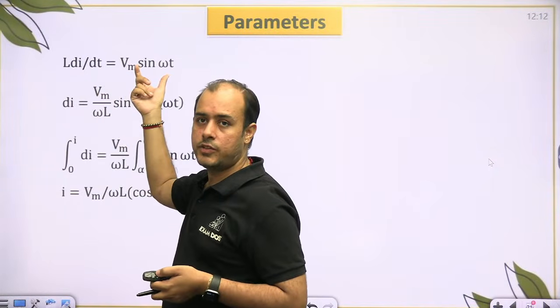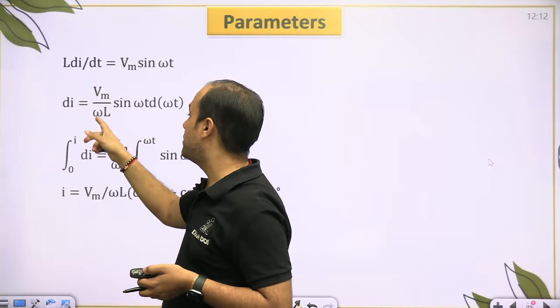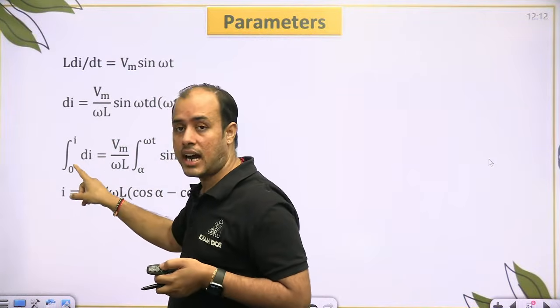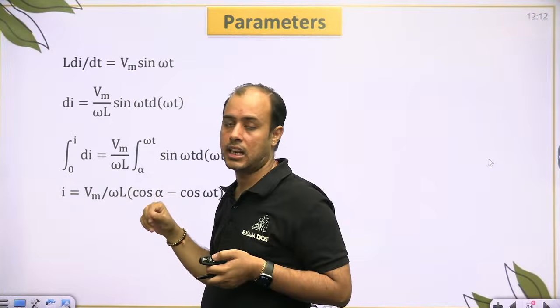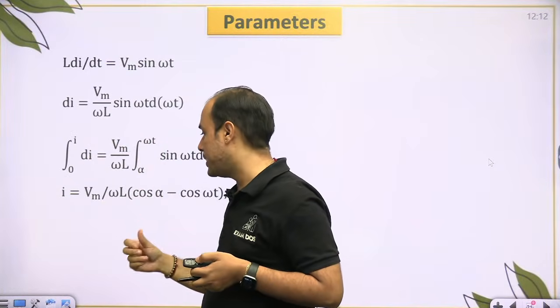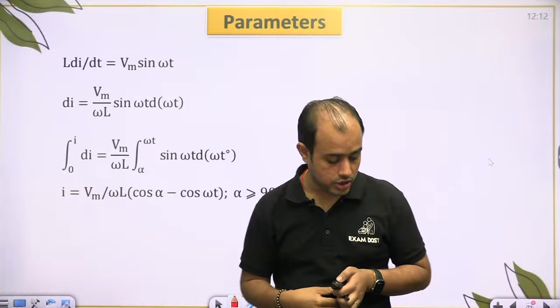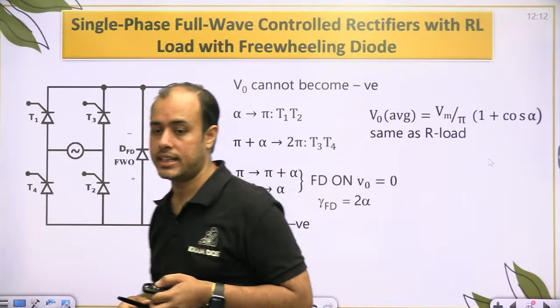ओके बेटा, now you can write L di by dt as Vm sin omega t. Di will be Vm by omega L sin omega t d omega t. Now current starts at zero when angle is alpha. Current is I at omega t. So we get this equation, but remember alpha should be greater than or equal to 90.